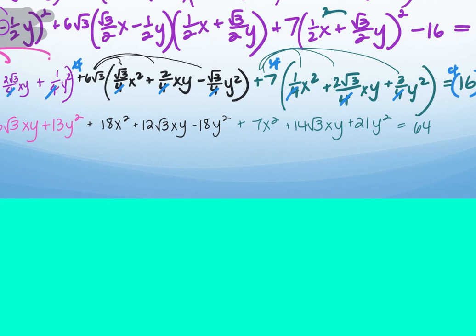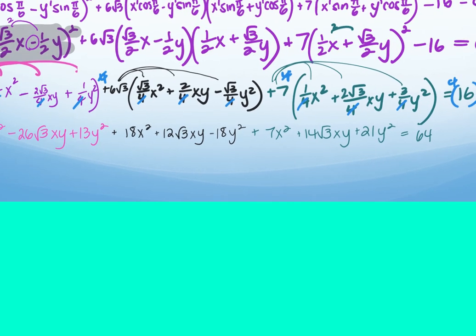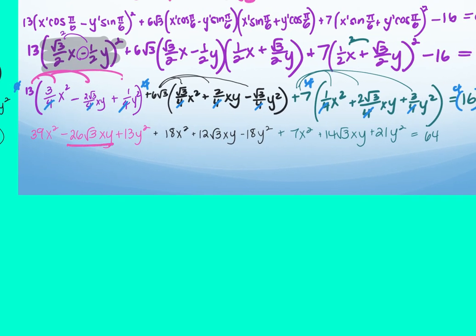All right, so this next step, I start with the xy's. The whole goal is to eliminate the xy. So if when you combine your like terms, xy does not cancel out, you did something wrong. So I would go with all my xy's, negative 26 root 3 plus 12 root 3, and that gives me negative 14 root 3, plus 14 root 3, and it cancels out. So I know I did that part at least correct.